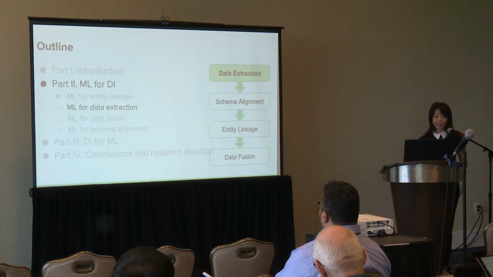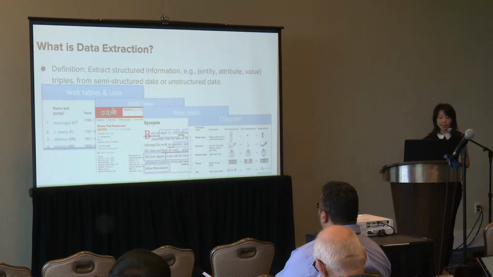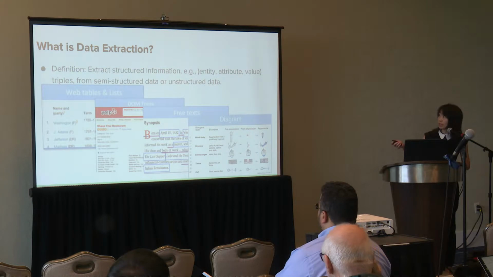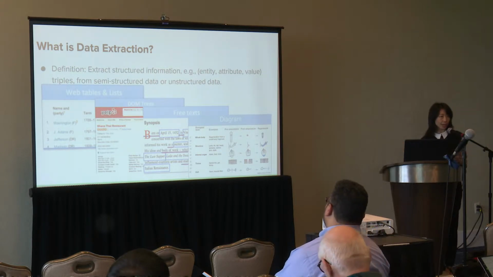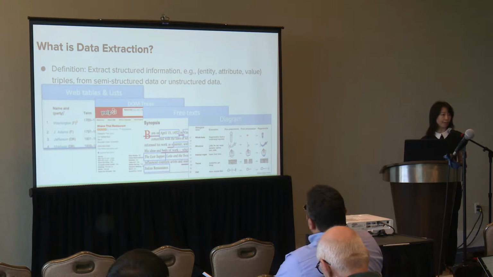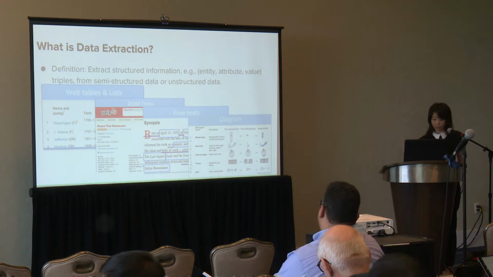Okay. Next, let me talk about data extraction. Here we are trying to extract a structure from semi-structured or unstructured data. The structure could be entity-attribute-value triples. It could be an is-a relationship, or it could be events with multiple arguments like who, what, where, when.